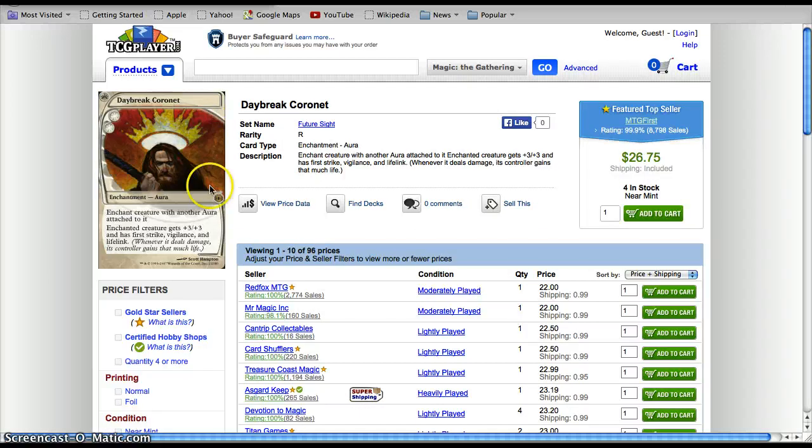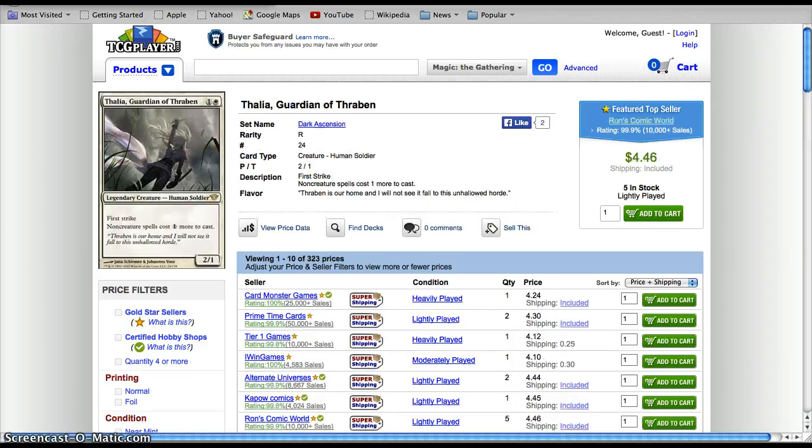Daybreak Coronet, this card is huge, and the fact that it's such a funky card for Future Sight, it would be a little awkward to bring it into another enchantment set since we just had Theros. Very unlikely. Modern Masters might get away with it.